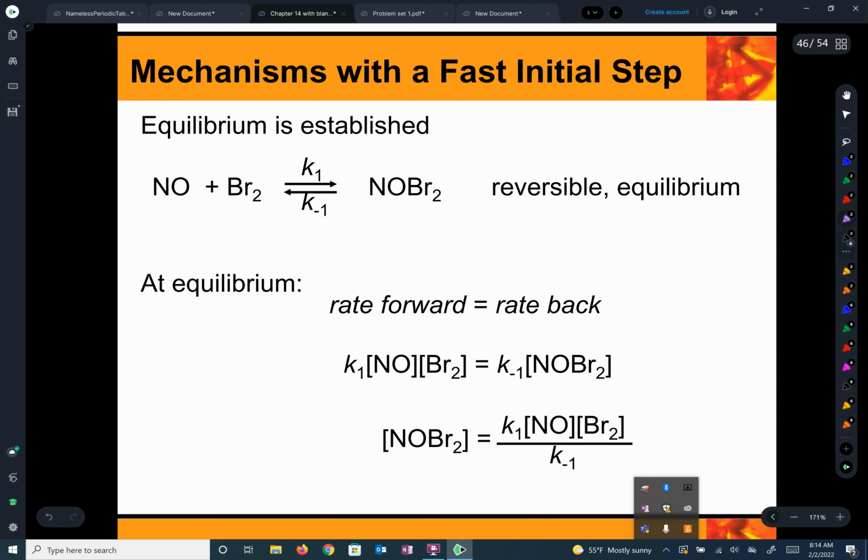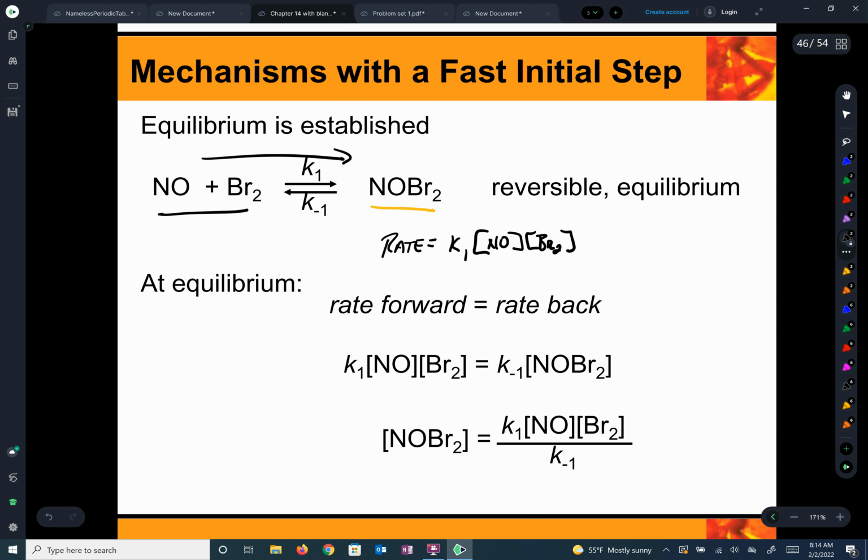So here's what we're going to do. Let me get this out of the way here. Okay, what we're going to do is write a rate law for each side of this reaction. If you want to pause, I know the answer's on the screen, but cover it up real quick. So let's take a peek. If we just take this separately, we have rate equals k1 times the concentration of NO times the concentration of Br2. So we're just writing the rate in this direction.